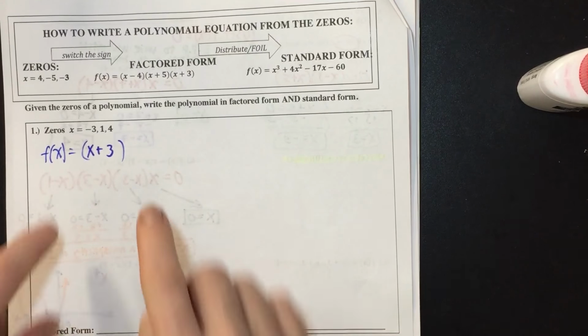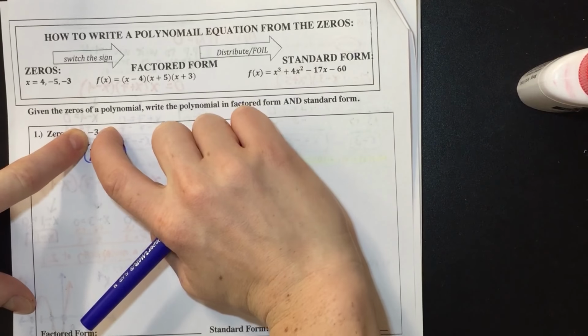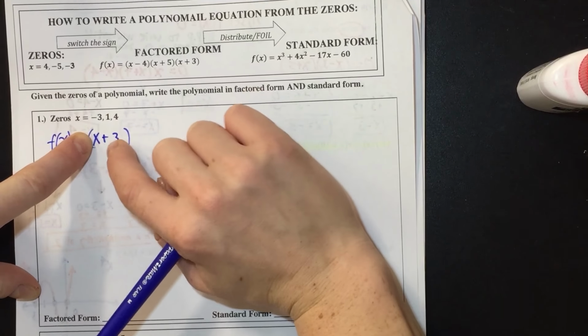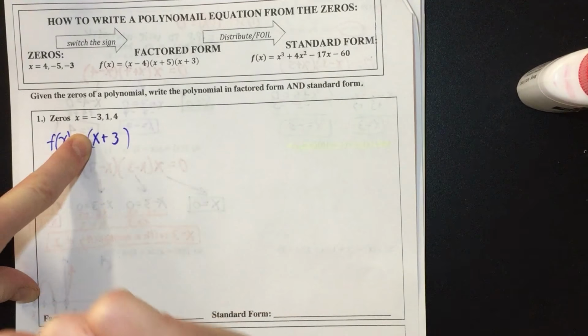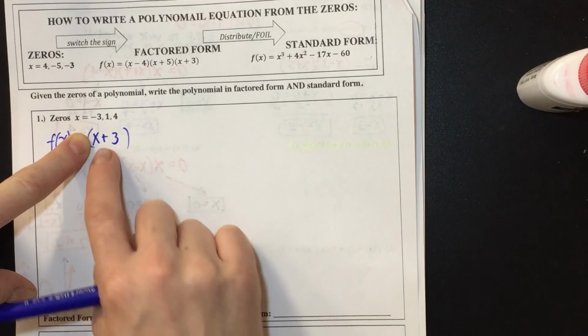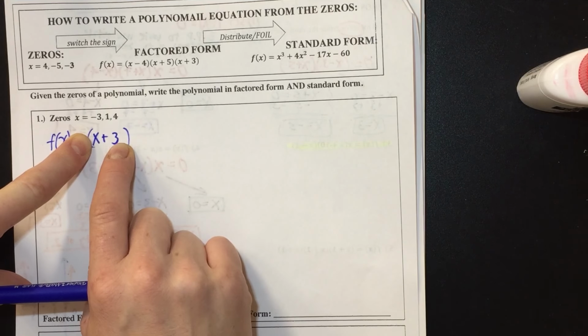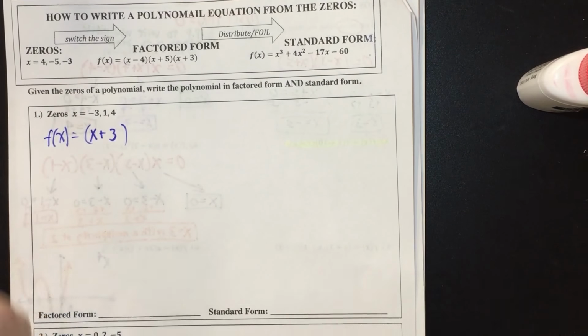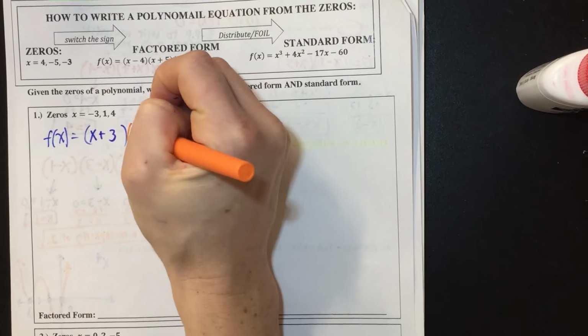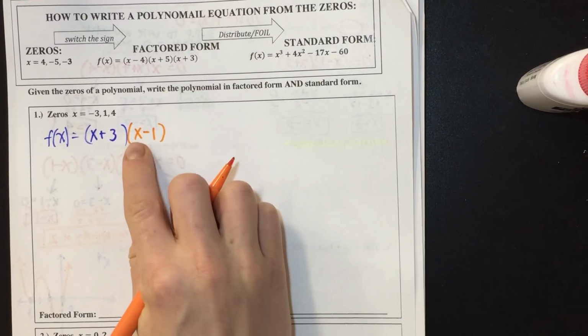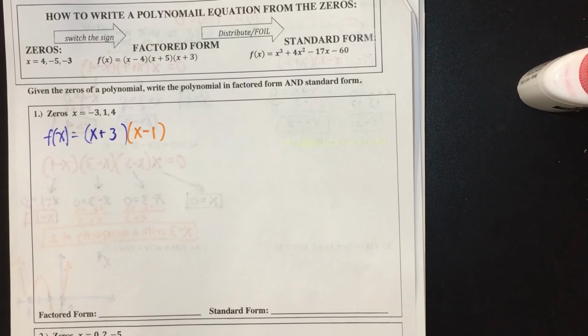Exactly. If you're going backwards, in order to get -3 as the 0, -3 plus 3 is 0. So the sign flips. Because if x were -3, -3 plus 3 equals 0. This next one, if the 0 were 1, it would have to be x minus 1, because 1 minus 1 is 0. You see how the signs flip?